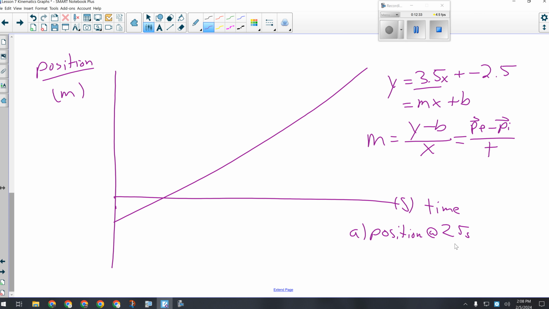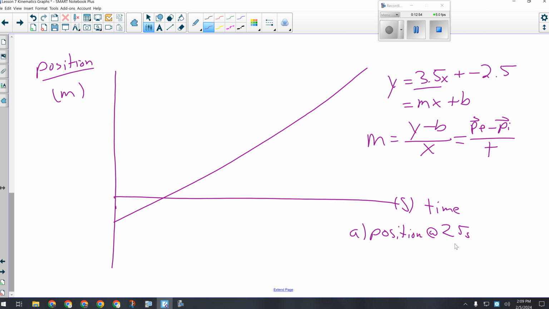25 seconds. Which axis is seconds on? The x-axis. So they gave me x. They want me to find what is y when x is 25. So that means I can just plug into this formula. It's already set up to solve for y. I don't have to do anything except put 25 in for, well, not in for 3.5, but in for x.